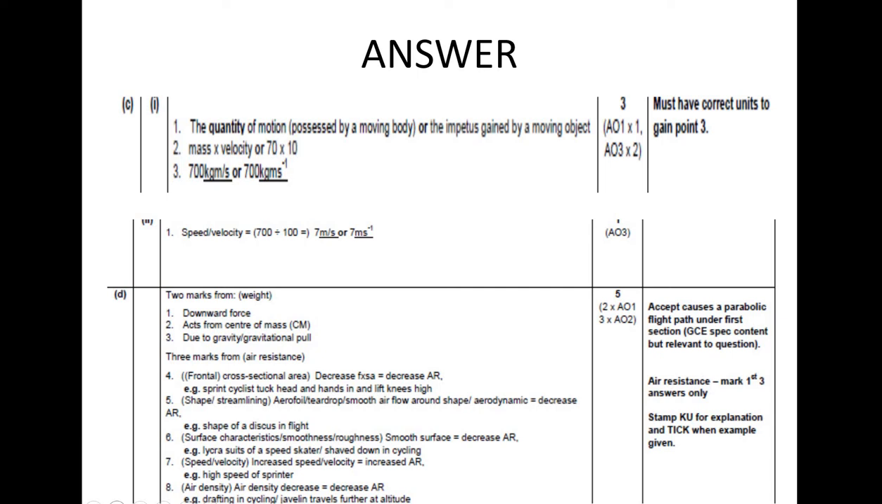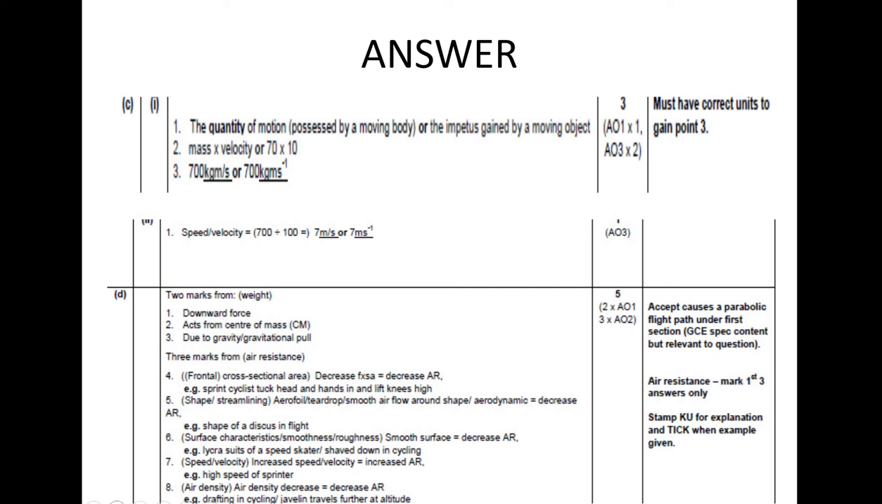The next one is surface characteristics. So is it smooth, is it rough? A smooth surface will decrease air resistance. Give the example of lycra suits in speed skating, or cyclists shaving the hair off their legs to decrease that air resistance. Another one is speed or velocity. An increased speed or velocity will increase air resistance. An example is anything travelling fast. The example here is the high speed of a sprinter will have a higher air resistance than someone walking. But any sporting examples along those lines you will get the mark for.